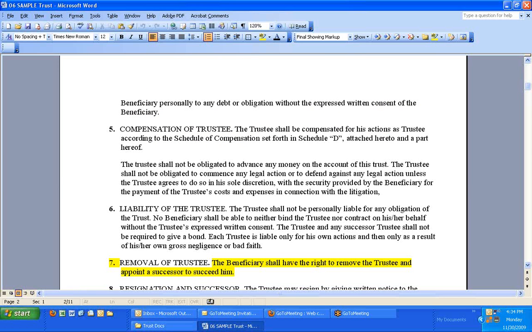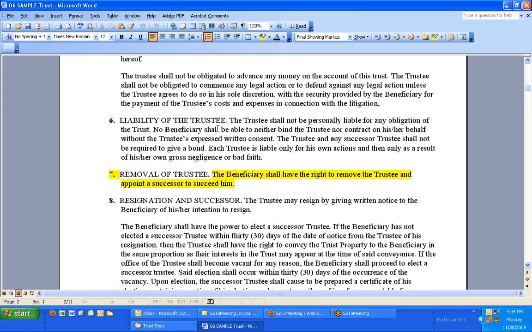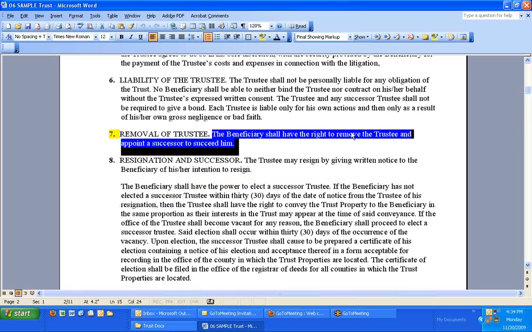This is an item of really high importance, which is removal of the trustee. And it says the beneficiary shall have the right to remove the trustee and appoint a successor to succeed him. So it's the beneficiary, your homeowner, shall have the right at any time they wish to remove us.